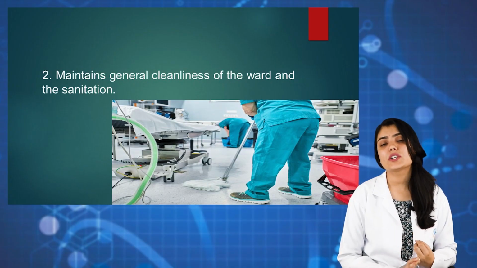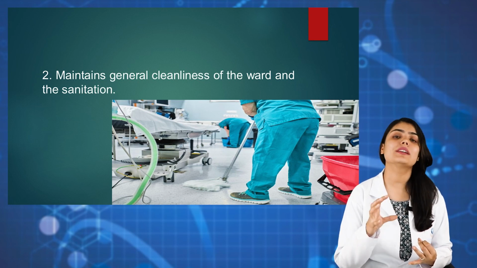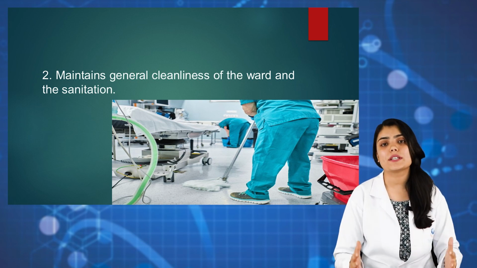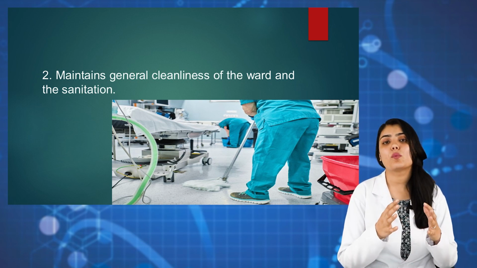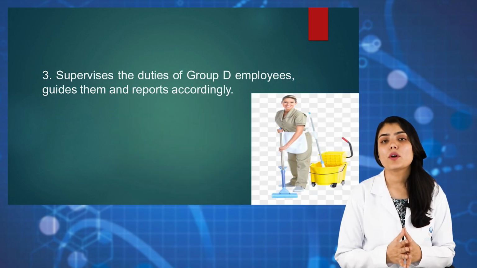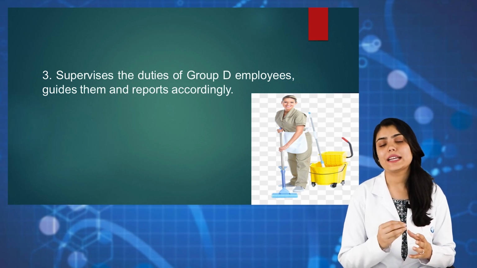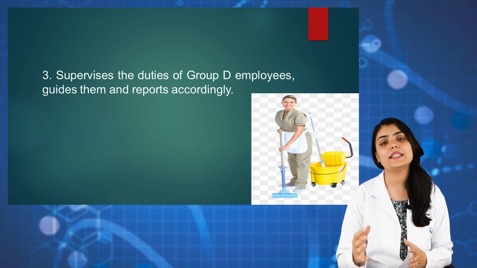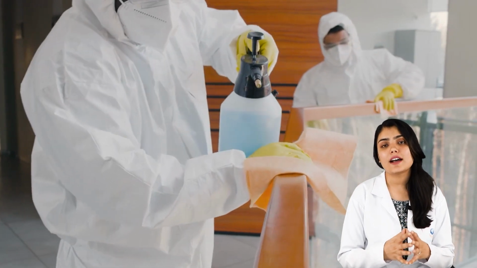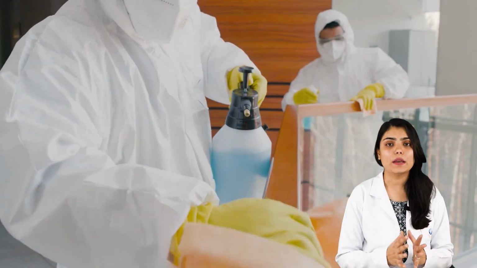The second important function under the ward that a staff nurse carries out is to maintain the general cleanliness and sanitation of the ward. As a staff nurse working in a particular ward, the nurse must make sure that the ward is cleaned properly and it is safe for the patients. Another important responsibility of a staff nurse within the ward is to supervise the Group D employees as well as guide them appropriately. So the nurse must also see the functioning of the Group D employees.